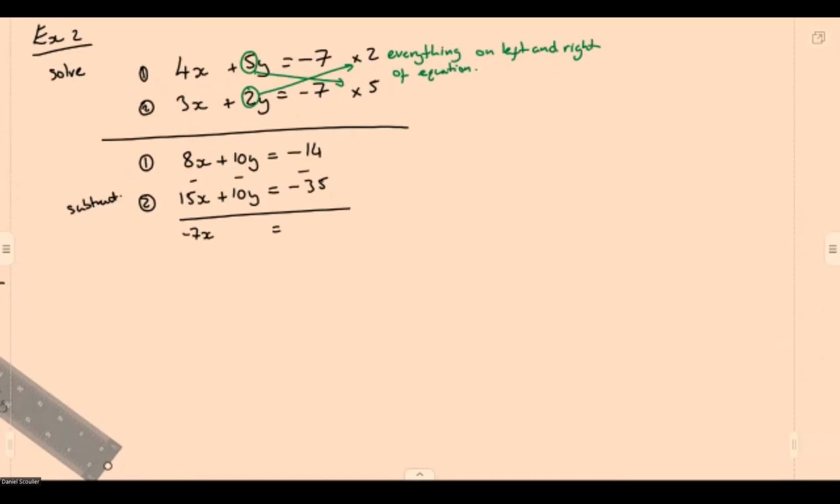Minus 14 minus 35, so just taking that to one side, minus 14 minus 35 would work out as minus 14 plus 35, okay, which would give us 21. Okay, positive 21, and then we're solving for x.